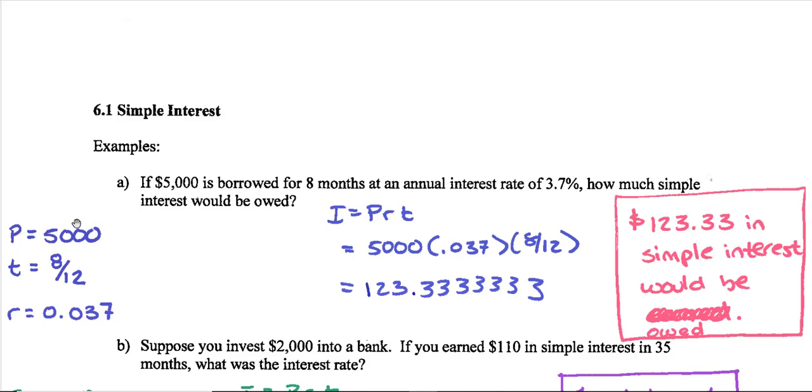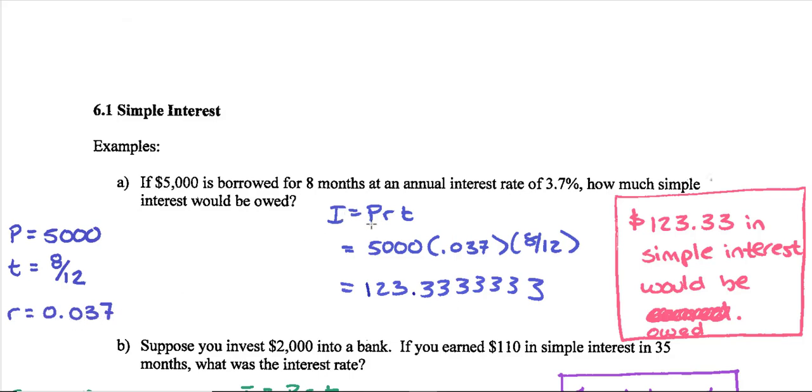Then over on the side, let's figure out what of that information we know. We know P is 5,000. We know T. Now, T is in years, right? Remember that from the previous video. T is in years, but this says 8 months. So I'm going to convert 8 months into years by doing 8 over 12. And then my interest rate, 3.7%, I'll turn into the decimal 0.037.